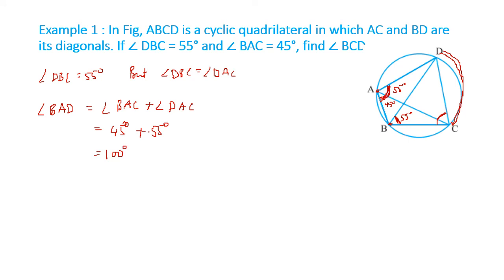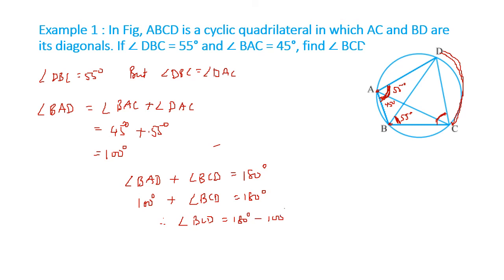But because it is a cyclic quadrilateral, angle BAD plus angle BCD should be 180 because they are supplementary. So 100 plus angle BCD equal to 180 degree. Therefore angle BCD equal to 180 degree minus 100 degree. So BCD is equal to 80 degree. So what theorem have I used here? This angle and this angle will be equal: angles in the same segment. And this angle is 40 plus 50, that is 100. So if this is 100, this should be 80.